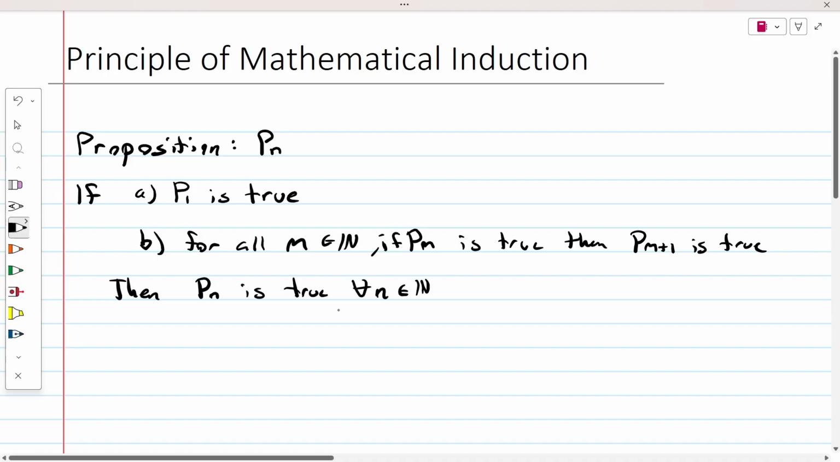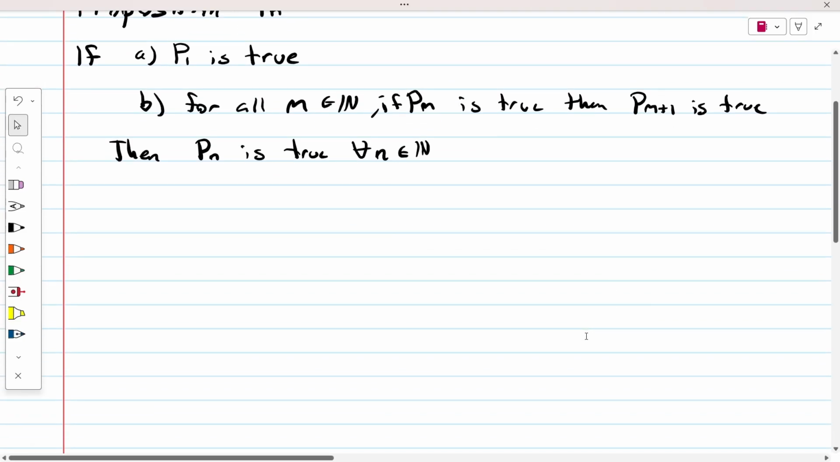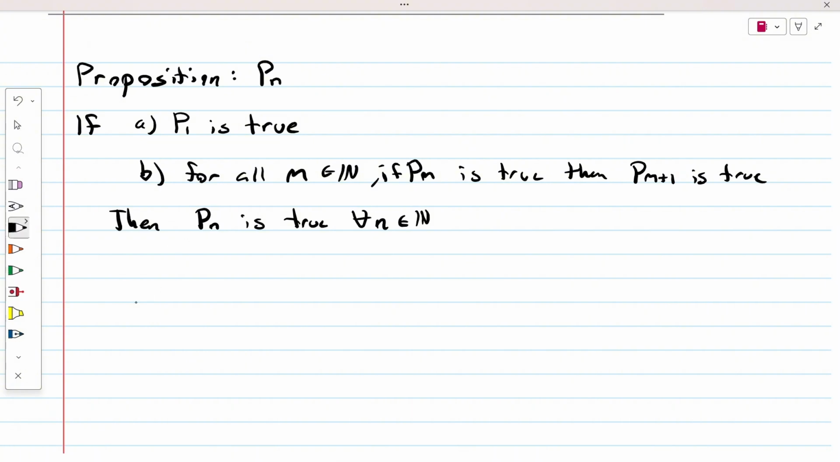And so why does this work? Let's think about why this works. Let's suppose we're trying to prove that the principle of mathematical induction is a real thing. So P of 1 is true, and we also know that P of m implies P of m plus 1 is true. Since we know the base case, P of 1 is true, and it works for all values of m, and 1 is one of those values, then P of 2 would be true.